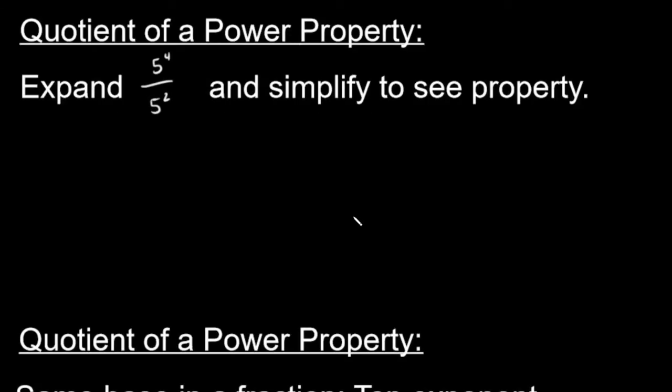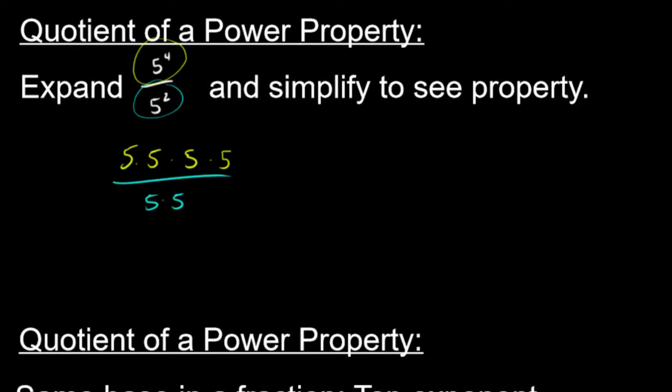And if this seems really simple to you, hopefully you skipped over that section. Now, the quotient of a power, again, I'm not concerned with the names of these properties. I'm just concerned with whether or not you know how to do them. So expand 5 to the 4th over 5 to the 2nd and simplify to see the property. So we're going to show the property just like we did earlier. So we've got 5 to the 4th. That is 5 times 5 times 5 times 5, right? 5 times itself 4 times. Now, we've got 5 to the 2nd power, and that is 5 times 5.